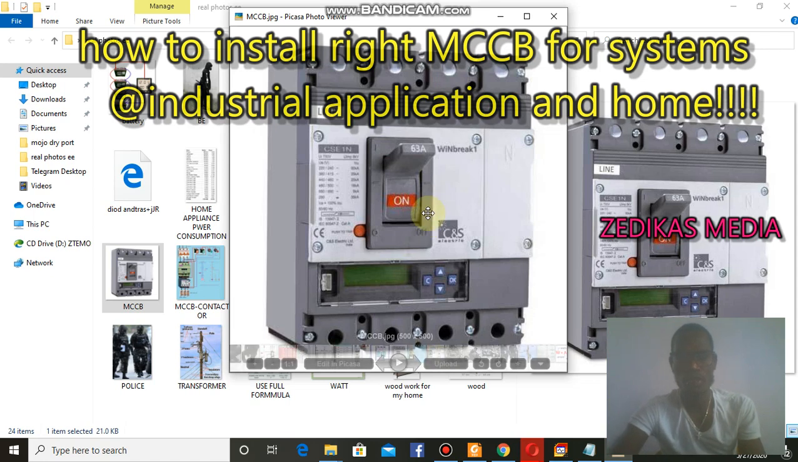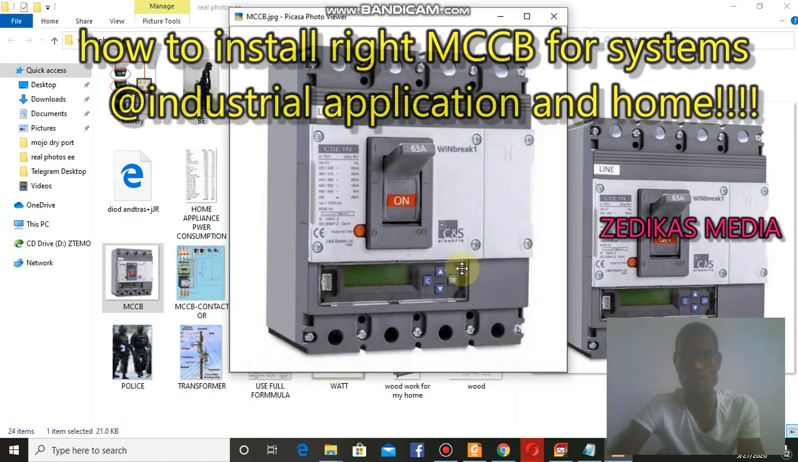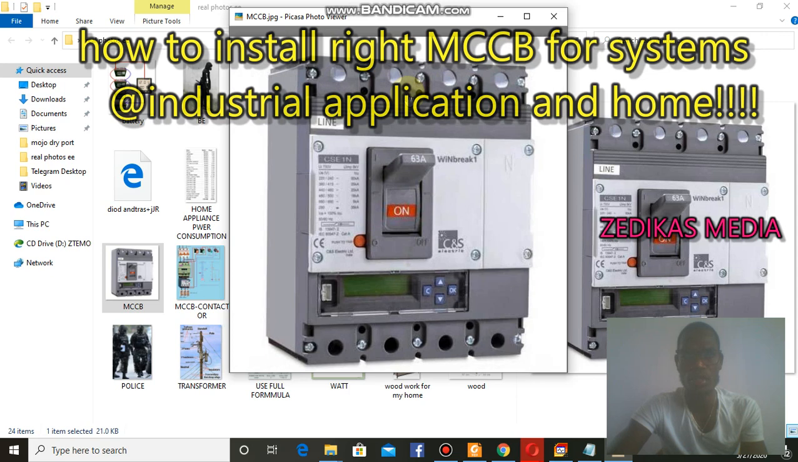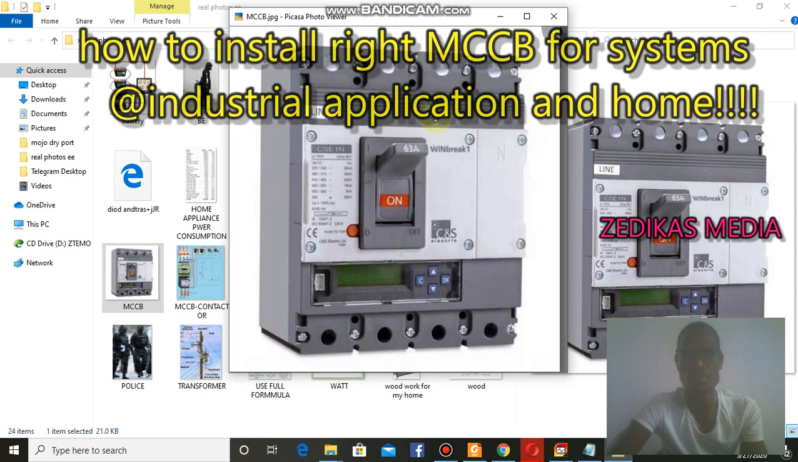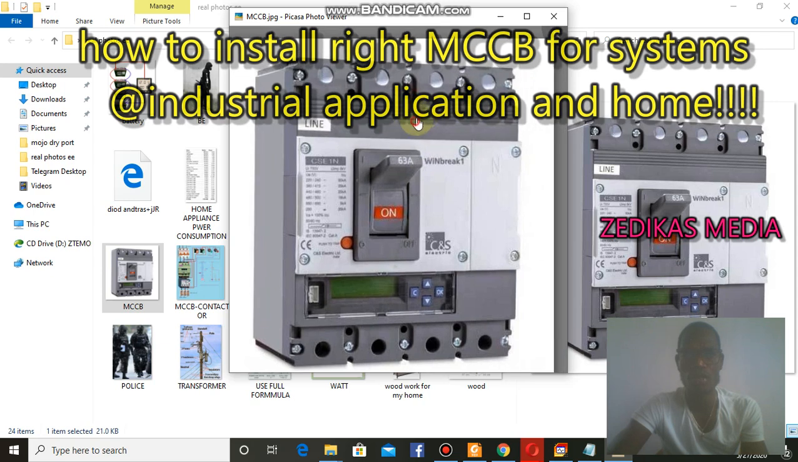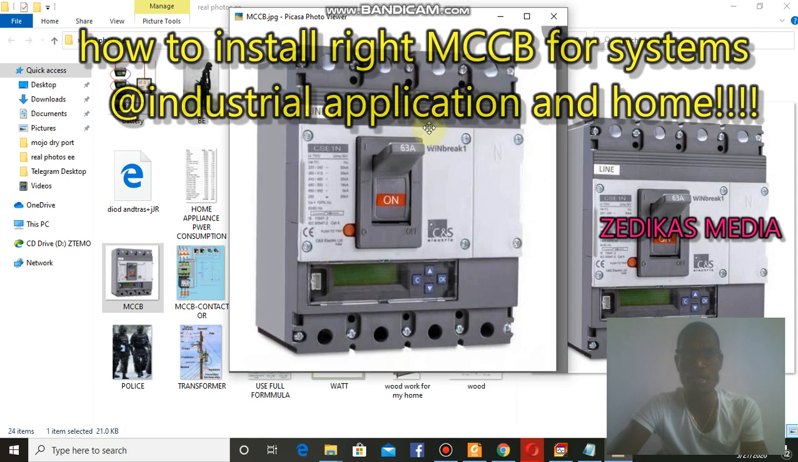I'm Zedikas Electro. As usual, today I'm in front of you to tell you about some important features and characteristics of the MCCB. MCCB stands for molded case circuit breaker. This circuit breaker is one kind of electrical and electronic device, and they are selected by the current rating.